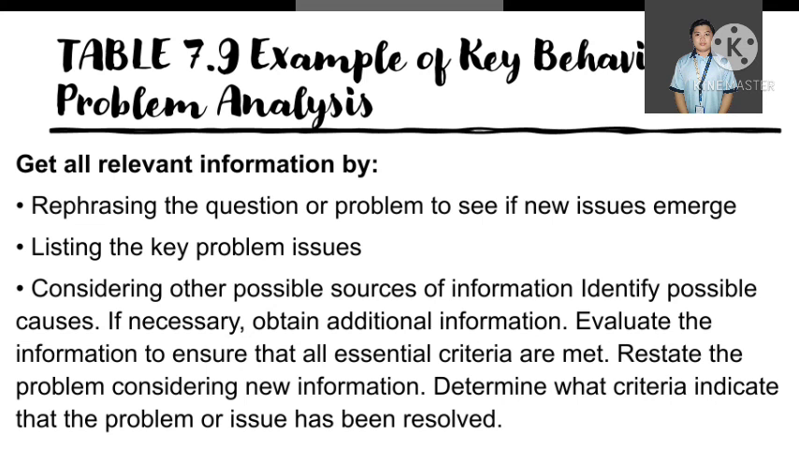The next one is example of key behaviors in problem analysis. Get all relevant information by rephrasing the question or problem to see if new issues emerge. Listening the key problem is problem issues. Considering other problem sources of information, identify possible causes. If necessary, obtain additional information. Evaluate the information to ensure that all essential criteria are met. Restate the problem considering new information. Determine what criteria indicate that the problem or issue has been resolved.